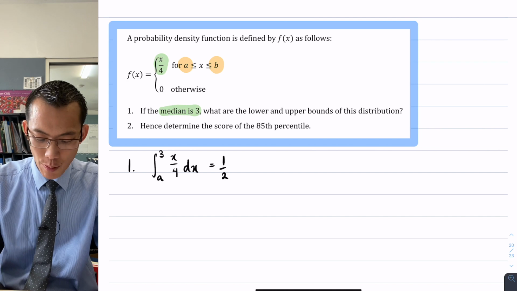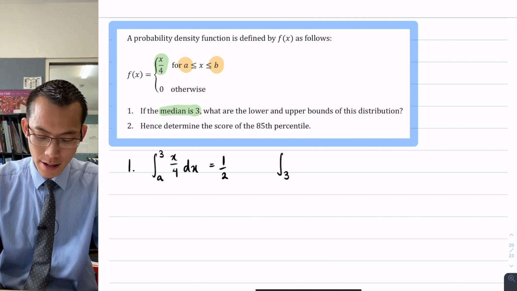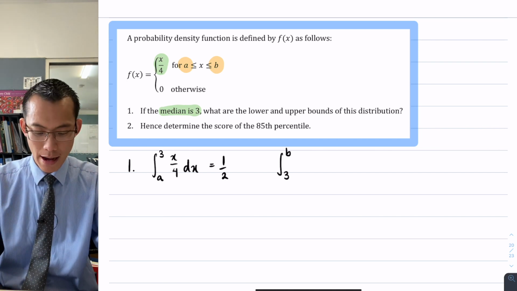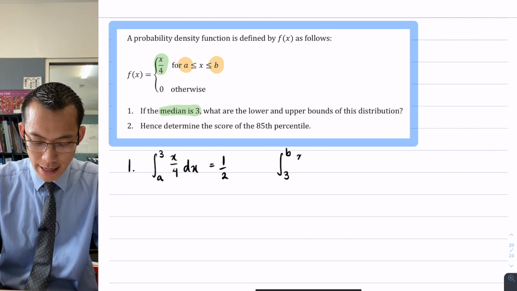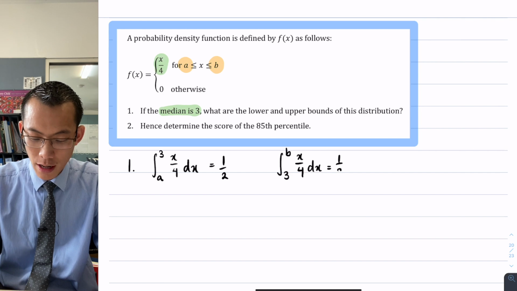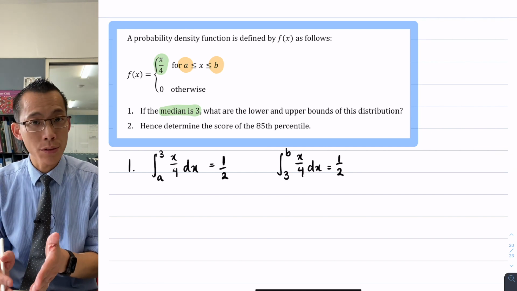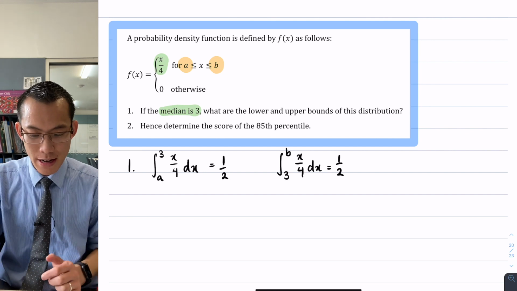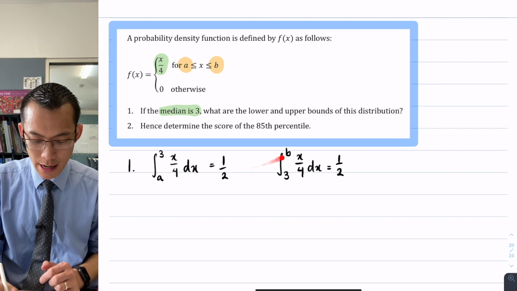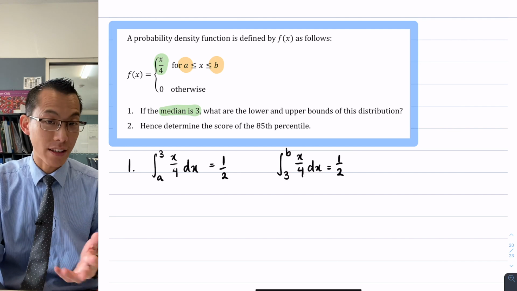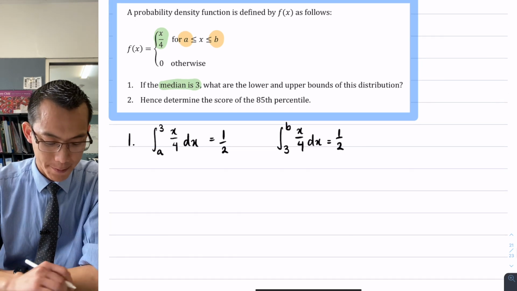And in exactly the same way, I can say from the median up to the upper boundary, the upper bound, if I take that same function and find the area that's relevant there, I should get a half as well. So using each of these two integrals and the fact that the only unknown in each one is the lower boundary here and the upper boundary here, I can solve for this. Let's see how that plays out.